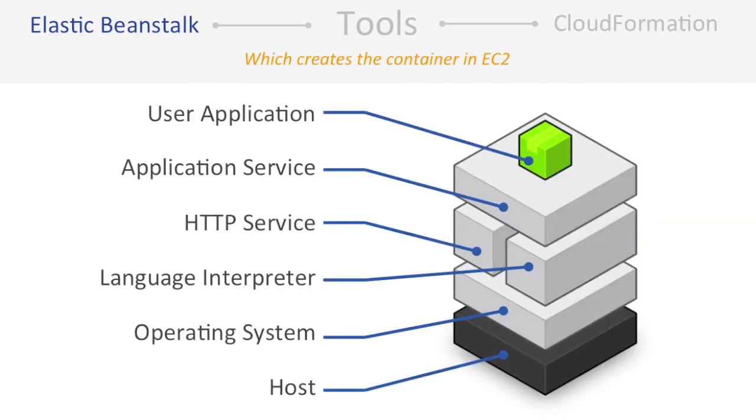Well, if you think about the container itself, as a generalized view of the container, there's the user application that you're deploying on top that's ultimately going to run on an EC2 host at the bottom, and then the stuff in between is what's managed by Beanstalk. So we have an application service, we're going to have some sort of HTTP handler for a web app, some sort of language interpreter so that's going to support the type of application that you're deploying at the top, and it's going to sit on an operating system, either Linux or Windows, and then that's going to be deployed onto an EC2 instance in order to run.